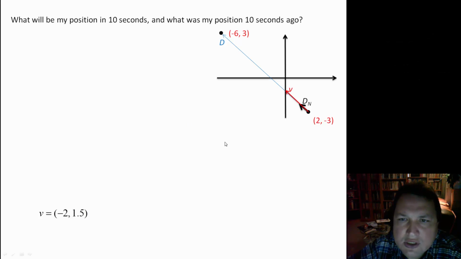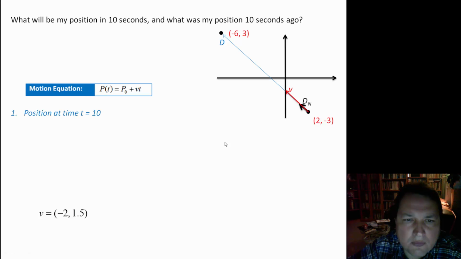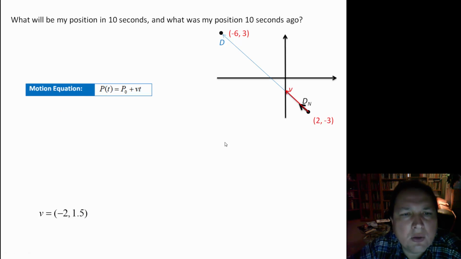The velocity is also constant, so I don't accelerate, don't decelerate, don't turn anywhere. For the motion like this, we have a simple motion equation, which is shown here. The position at any given time t is my initial position plus vt, velocity, multiplied by time.